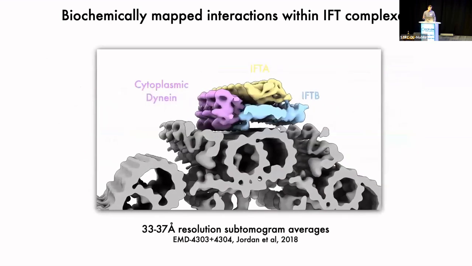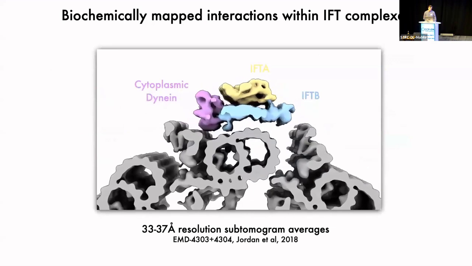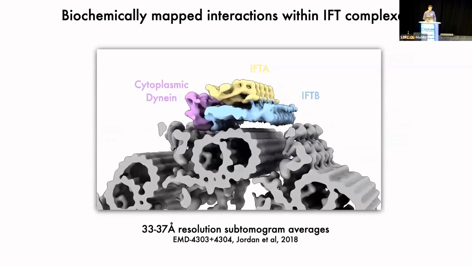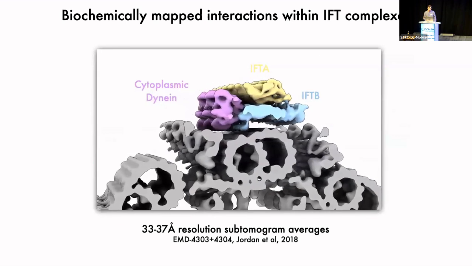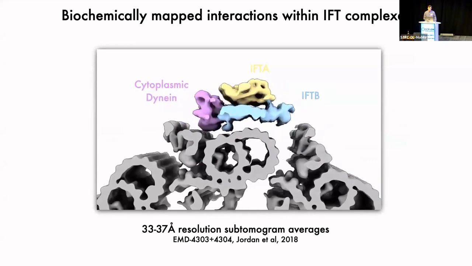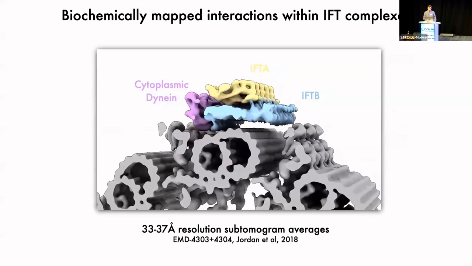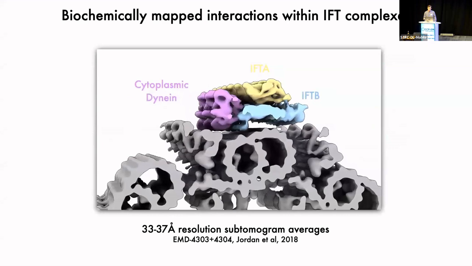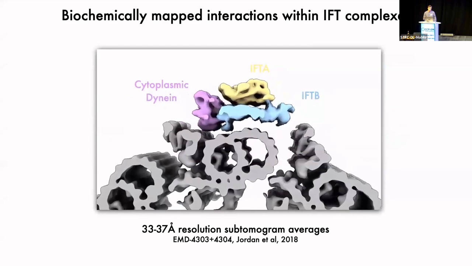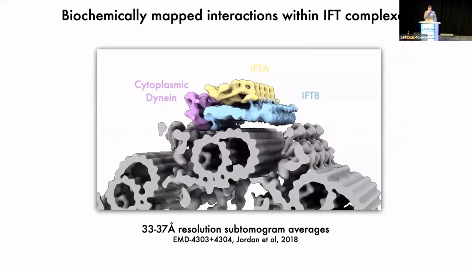And then at the other end of the scale, from the in situ data, a few years ago, Marika Jordan in Gaia's lab made these subtomogram averages of anterograde trains in Chlamydomonas. The resolution was 33 to 37 angstrom. So, I mean, these were really informative. They showed us which regions of the train corresponded to the IFTA complex and the IFTB and so on. But obviously, we're not able to get any sort of internal conclusions from this resolution.